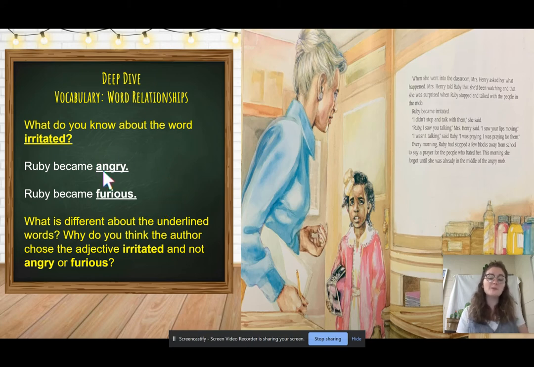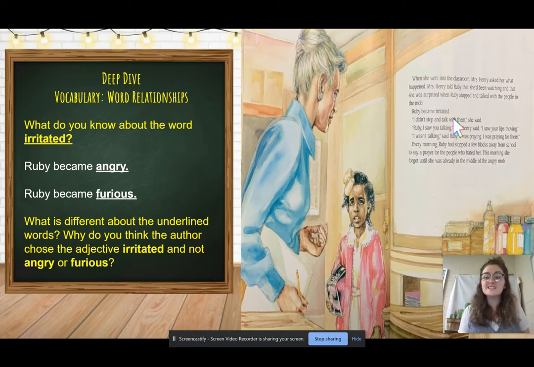Do you think Ruby became angry, really mad at Mrs. Henry? Or furious, like she wanted to scream at Mrs. Henry? No. So all of these words, irritated, angry, furious, they have similar meanings, right? So they have similar meanings of being upset. Irritated is our weakest way of being upset. Angry is I'm upset, but if I am furious, that means I am really upset. So those words all have a similar meaning, but some words have stronger meanings than other words.